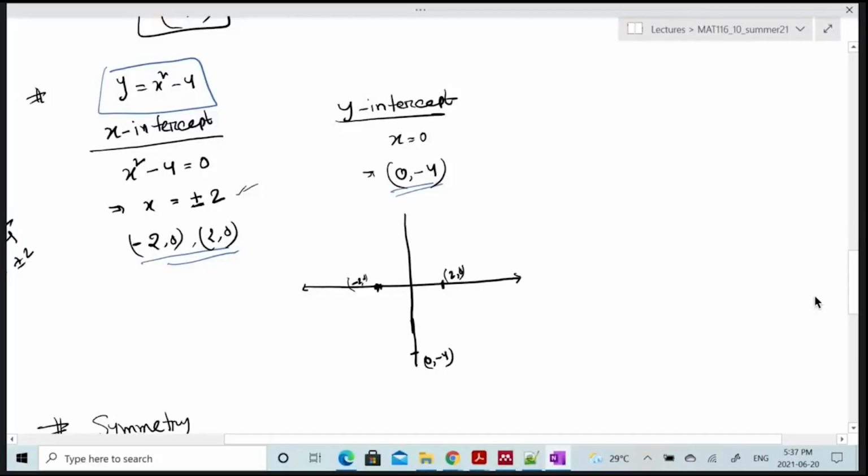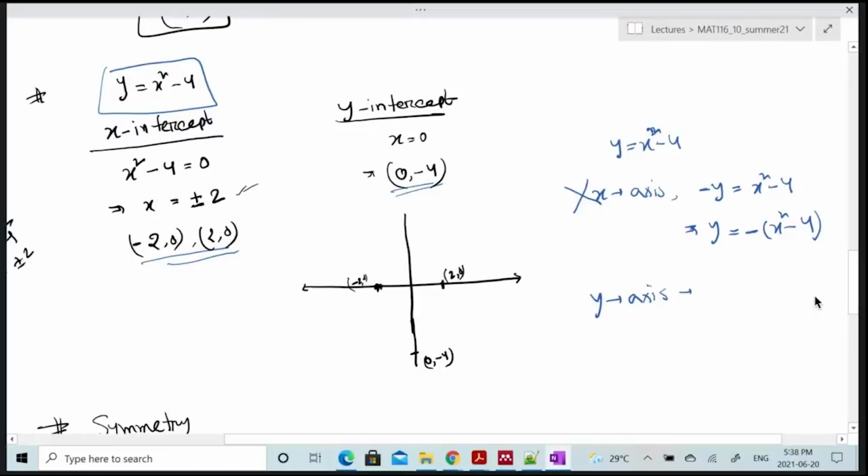So now if we check the symmetry, y equal to x square minus 4. Can you do it quickly with me, please? Is it symmetric about the x-axis? Remember, for x-axis symmetry, y is going to be replaced by minus y. So it's going to be minus y equal to x square minus 4. Then y is going to be minus of x square minus 4. Is it equivalent to the original equation? No, ma'am. So it is not symmetric about the x-axis. Okay, what about the y-axis?